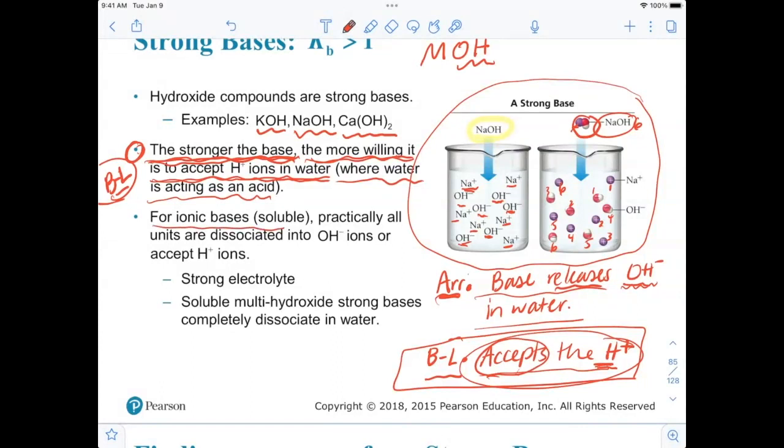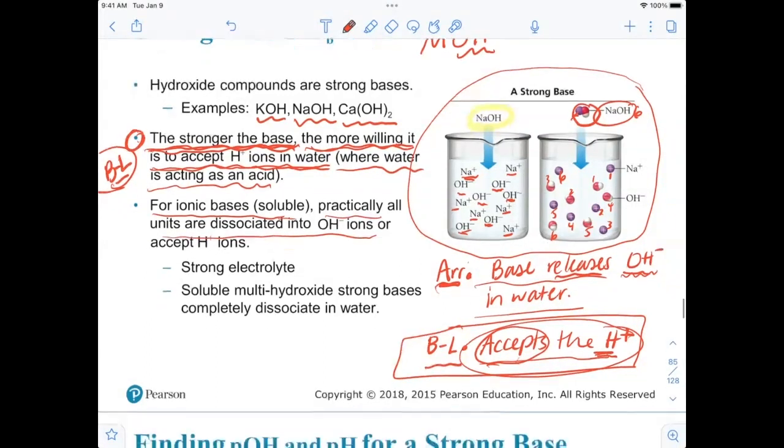For ionic bases that are soluble, practically all units are dissociated into hydroxide ions or accept hydrogen ions. Once again, it's that hidden information. What they're saying here is when you're dealing with metallic bases, like the MOH bases, practically all of them are dissociated. In other words, this is 100% ionization into hydroxide ions.